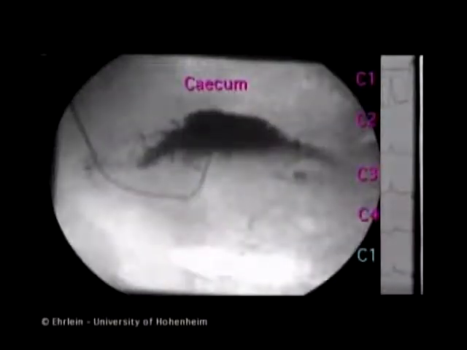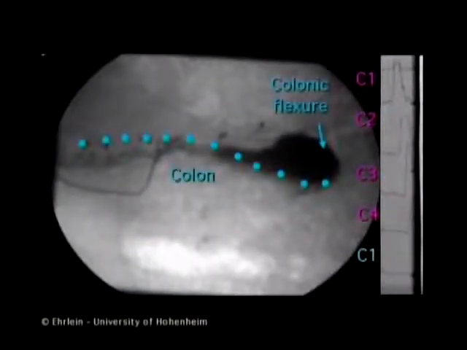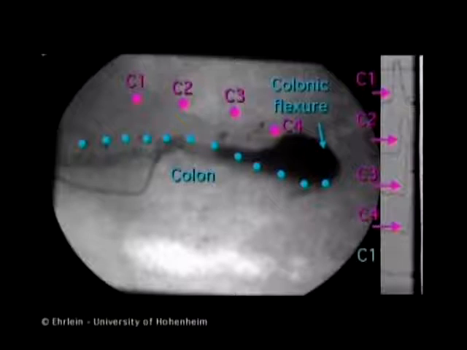Here is a further example of a giant contraction causing propulsion. The giant contraction originates at the cecal apex and propagates to the colon. Now it reaches the colonic flexure. The blue dotted line indicates the position of the colonic loop. The pink dots represent the recording sites in the cecum.